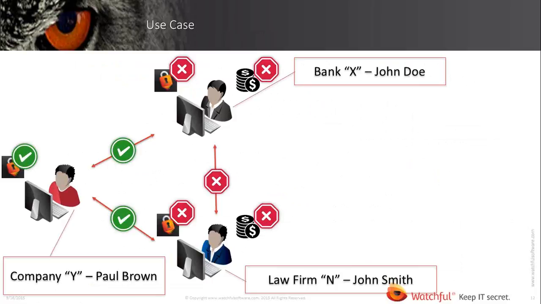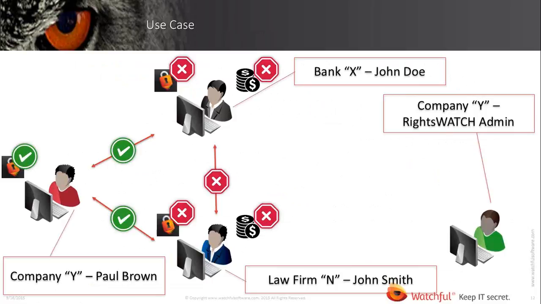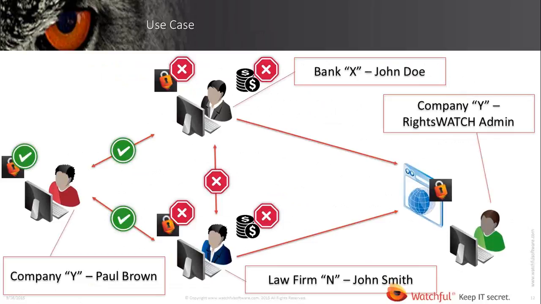This is really one of the use cases that you're able to apply here in this case. The only thing you need to be doing is to onboard, so to speak, to provision both Johns, John Doe and John Smith, into RightsWatch. And the provisioning here really means an email. It's not a username and a password.